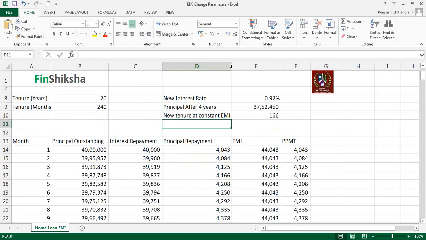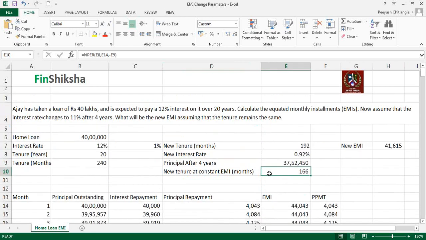So we have solved the question of changing parameters. If you have the tenure staying the same, then the EMI can go down to 41,615. If you think that EMI can remain the same, then the tenure goes down to, at constant EMI, 166 months, right? Now, obviously in this case, the tenure has gone down.